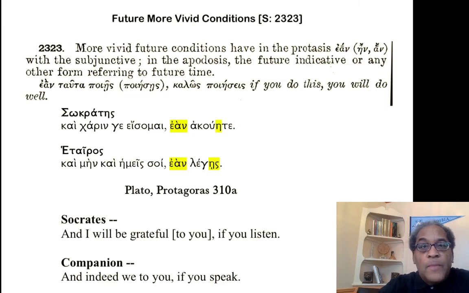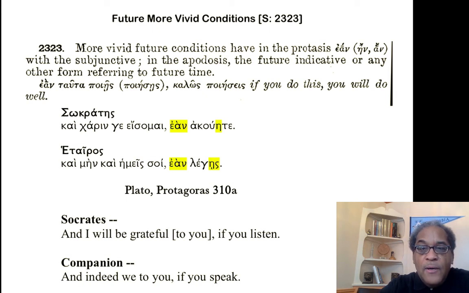So here we go. More vivid conditions have in the protasis ean with the subjunctive, and in the apodosis the future indicative or any other form referring to future time. Ean tauta poiēs, kalōs poiēseis. If you do this, you will do well.